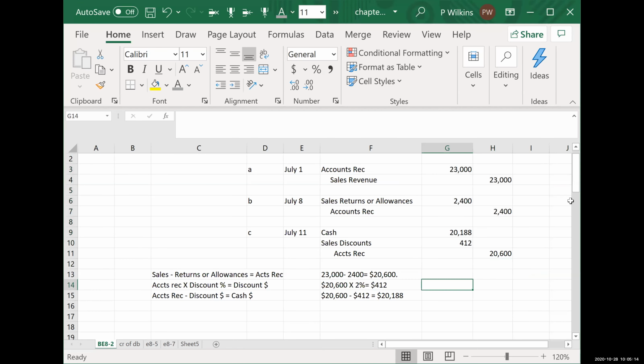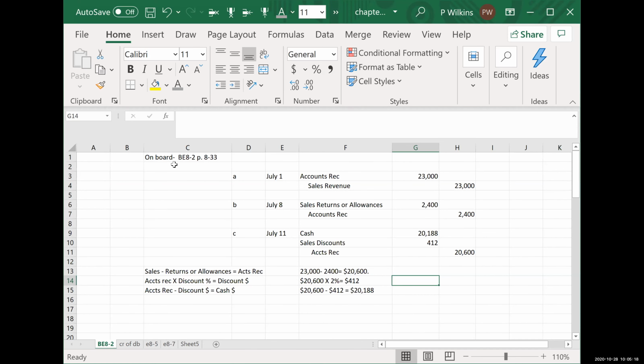Okay. All right, so this is a picture of BE82, page 833 in our textbook. Okay, I'm going to stop the video there.